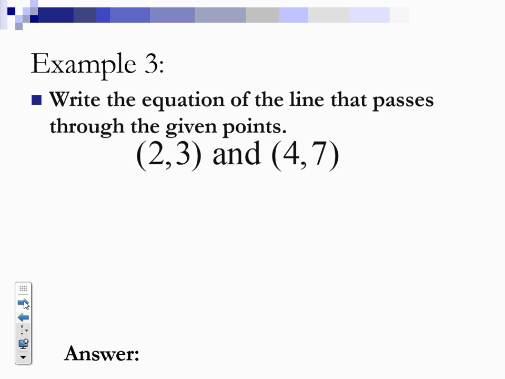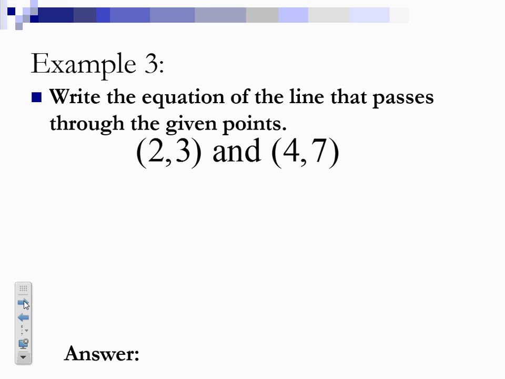Let's look at a third example. Write the equation of a line that passes through these two given points. Okay, so we have two random points this time. Now, my equation of a line starts y equals mx plus b. What do I need to figure out? I need to know the slope.